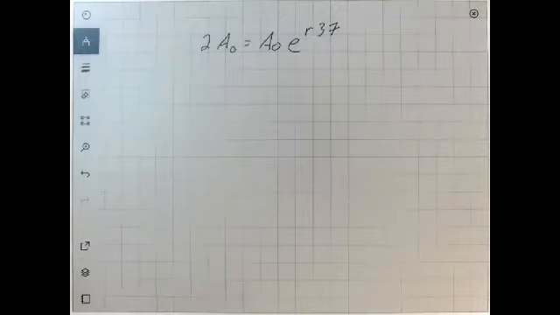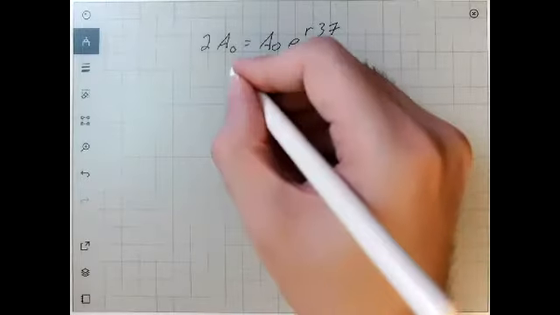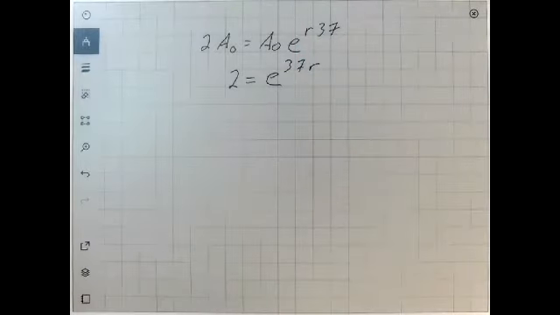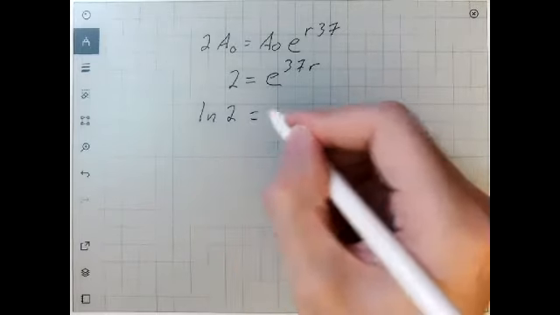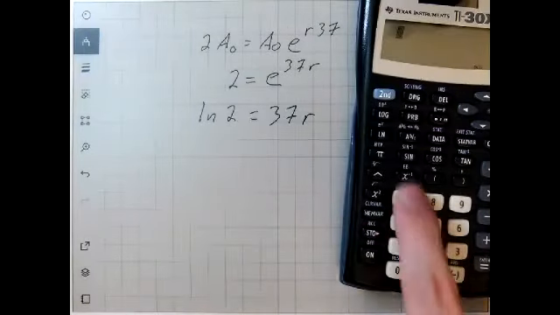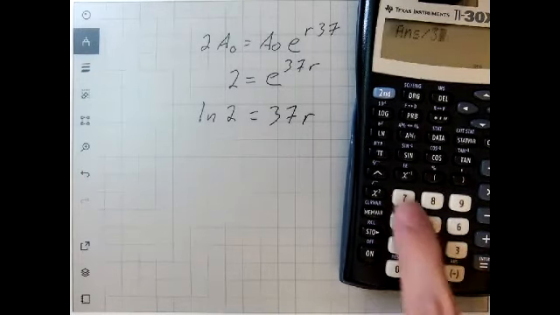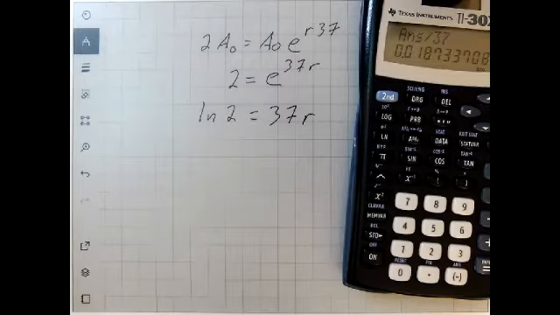Much as we did trying to solve for the half-life, we can divide both sides of this equation by A naught. And we can use the natural log to get rid of the exponential. In this case, that gives us that the natural log of 2 is equal to 37 times r. My calculator is happy to tell me what the natural log of 2 is, and then I need to divide that by 37, and I get that the growth rate in this case is 0.0187.